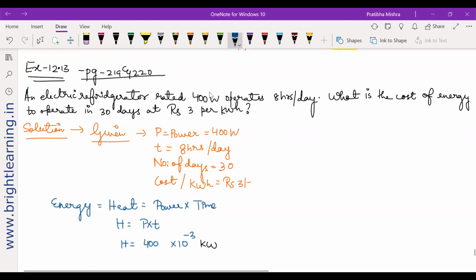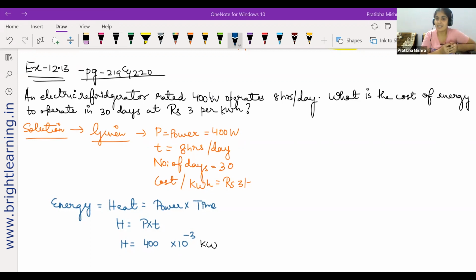Converting a smaller unit to a larger unit requires division. Division can be taken as 10 to the power minus 3. We know that. Next, time. What is the time? 8 hours a day. So it's 8 hours. So let it be hours. We are not converting it into seconds because it's not required. This is for one day, for 8 hours. Similarly, on all the 30 days also, it will keep operating. Every day, 8 hours. So multiplying it with 30 again.